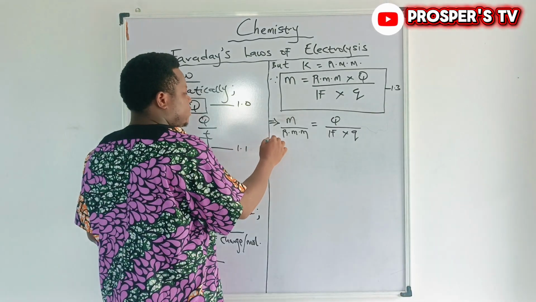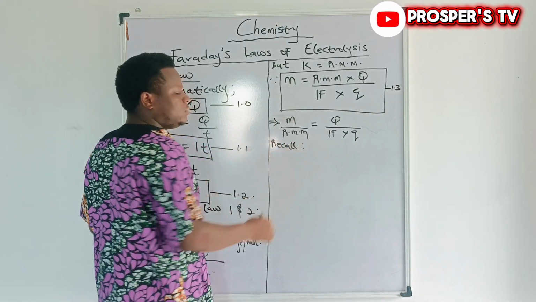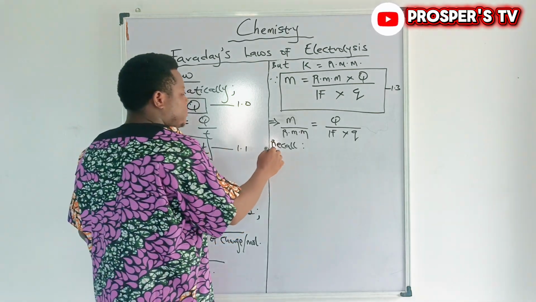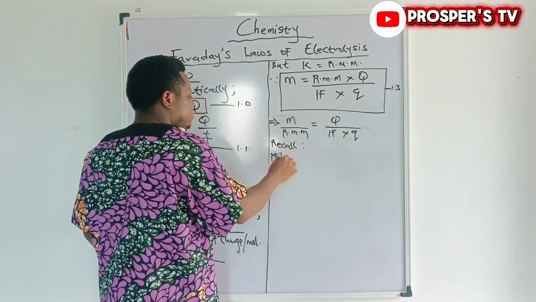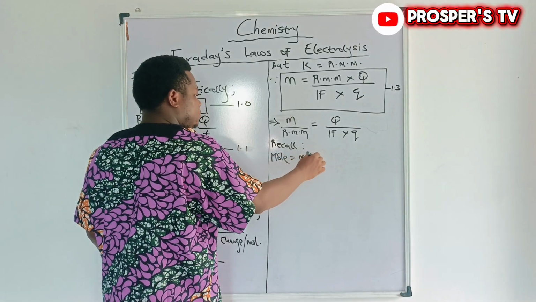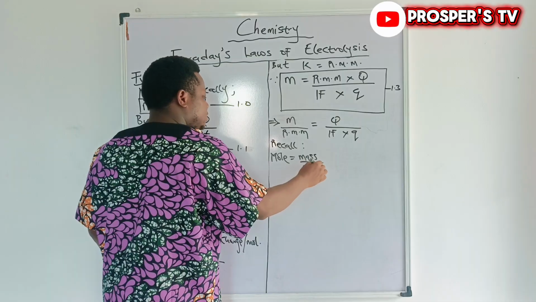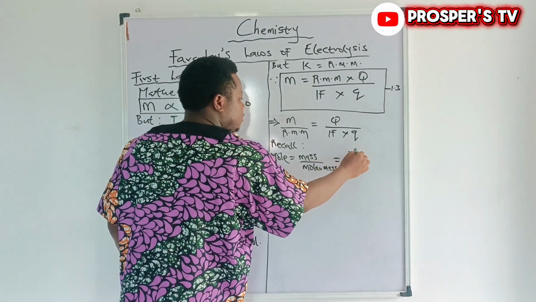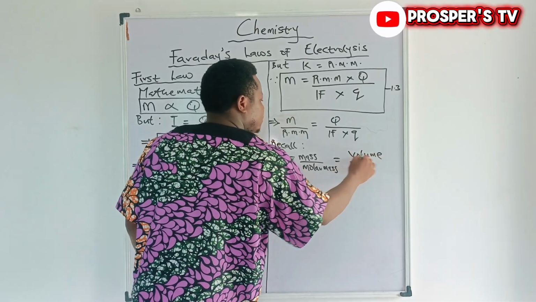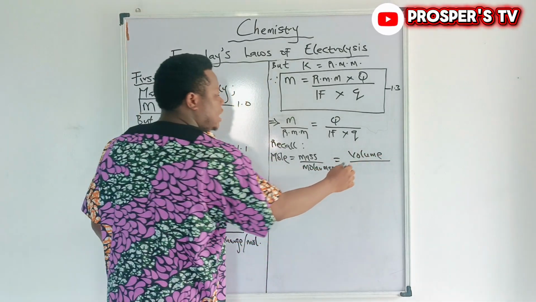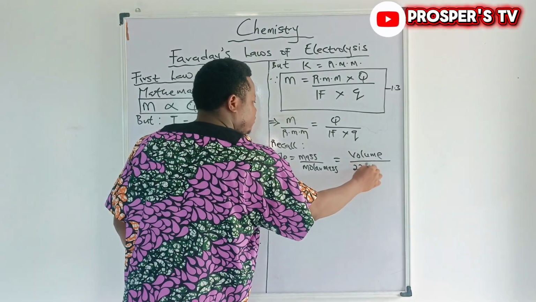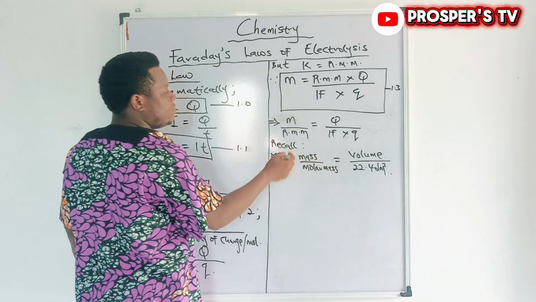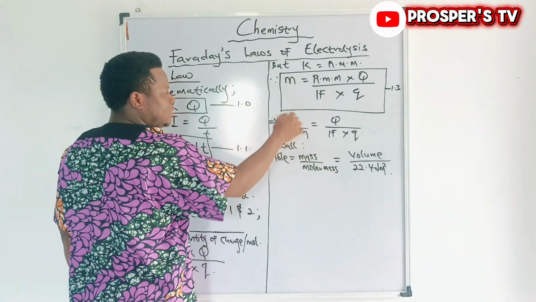So I'll come down and say recall. For those that have watched my videos on mass volume relationship, we have established that mole is equal to mass over molar mass, which is also your relative molecular mass, and it's also equal to volume over molar volume. And molar volume is 22.4 dm cube. So if this is true, it means this is mass over molar mass.